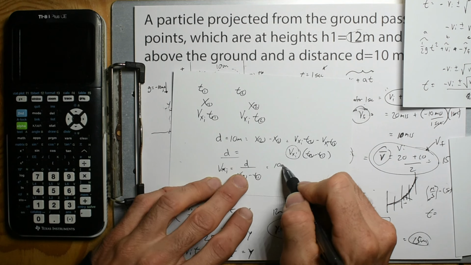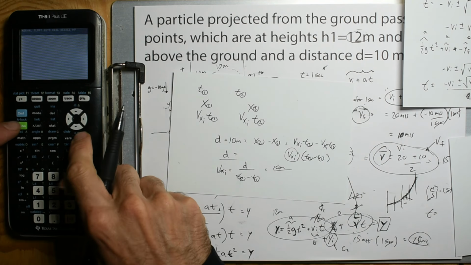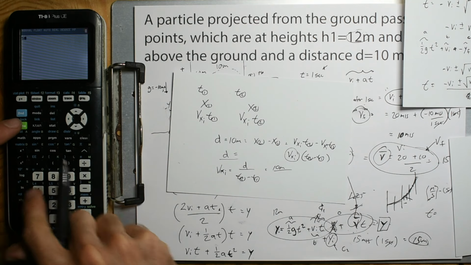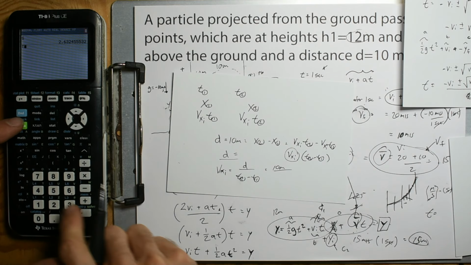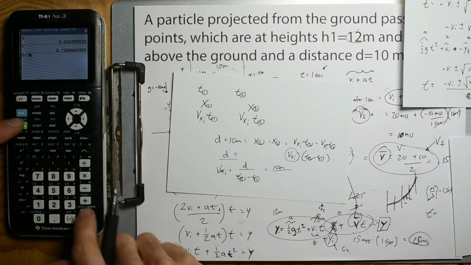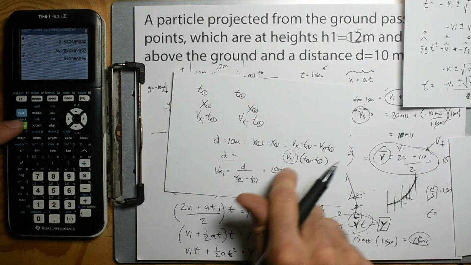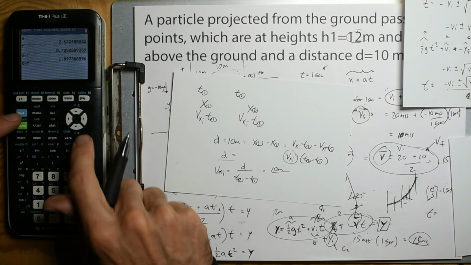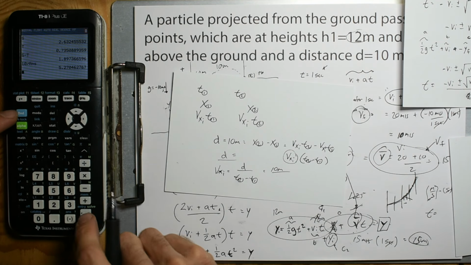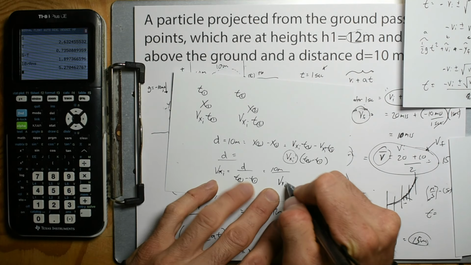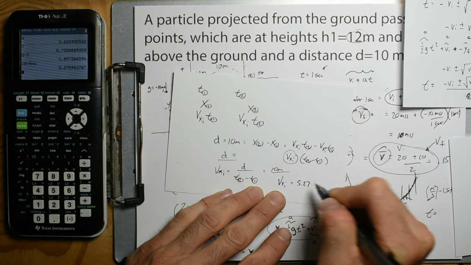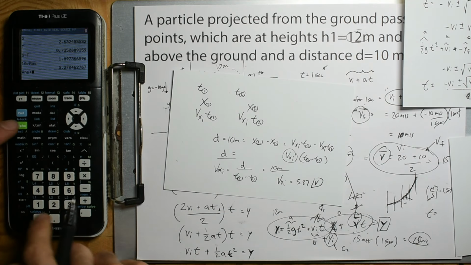This distance we want to have 10 meters. And so alpha s is t2, and alpha t is t1. So alpha s minus alpha t, 10 divided by that. So 10 divided by that answer, and so our velocity initial is going to be 5.27. I'm going to store that as alpha v in my calculator.